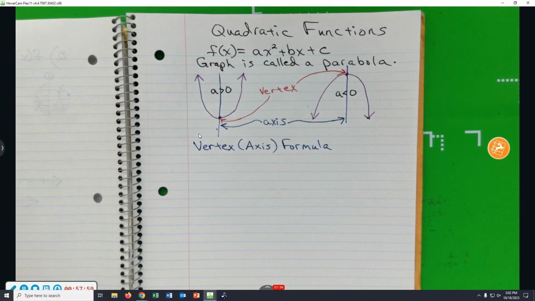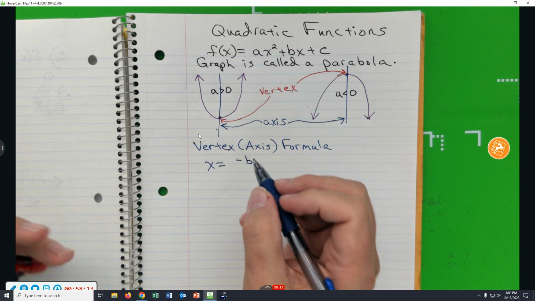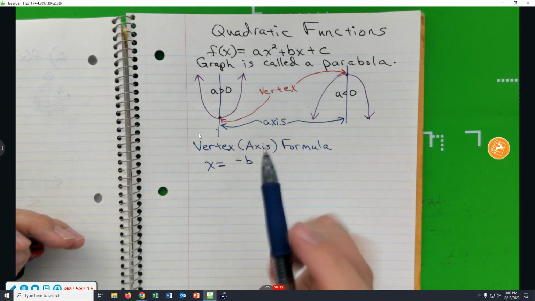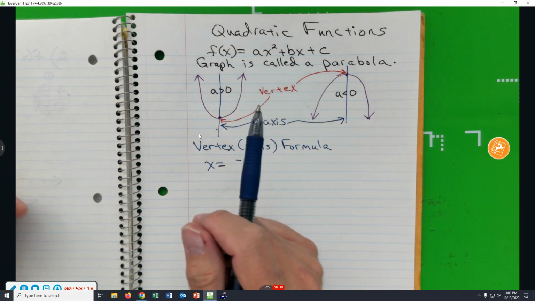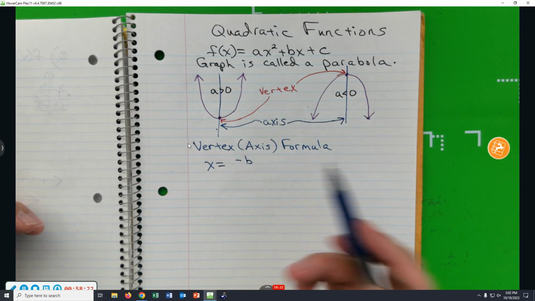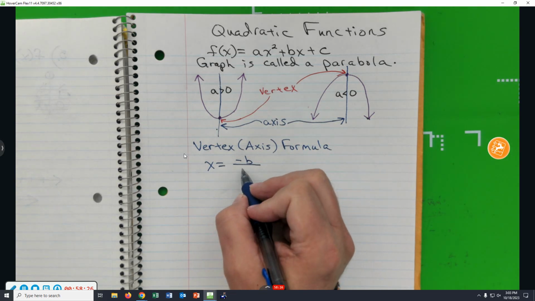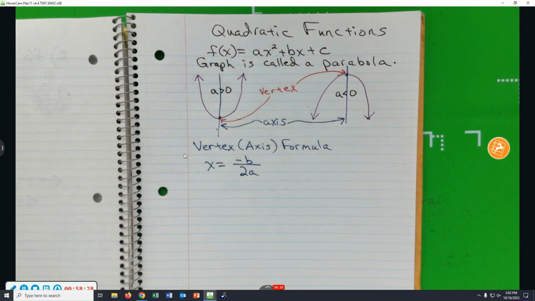Y'all have used the quadratic formula so much. Have y'all sort of memorized it at this point? How does it start, the quadratic formula? Negative b. Okay. X equals negative b. It's the quadratic formula without the messy plus minus square root of b squared minus 4ac. It's just negative b on top. And what's the denominator of the quadratic formula? 2 times a. There it is.